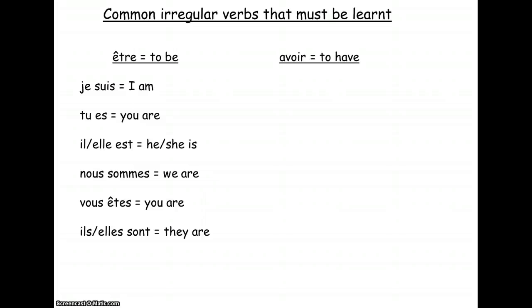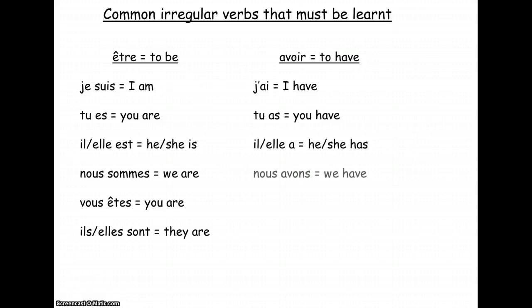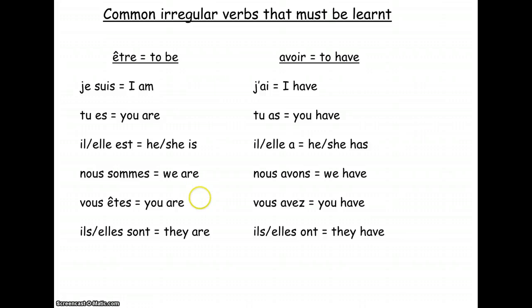The same with avoir, to have. Very, very different. You can't take the stem and add the endings with this. It's just totally random. J'ai, tu as, il a, elle a, nous avons, vous avez, ils ont, elles ont. Again, chant it over and over again, and eventually it will go in. You just have to learn them. But those 2 are really, really vitally important, because they will help you form the perfect tense as well.